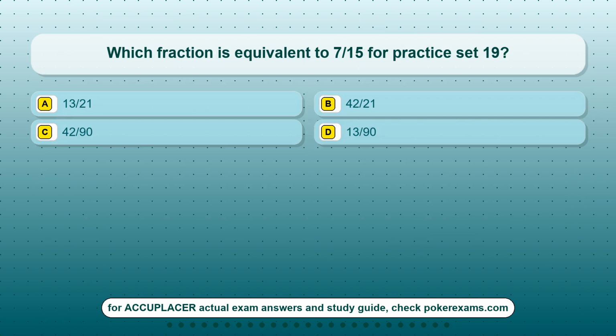Question 7. Which fraction is equivalent to 7/15 for practice set 19? Option A, 13/21. Option B, 42/21. Option C, 42/90. Option D, 13/90.